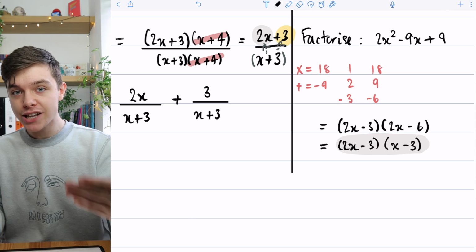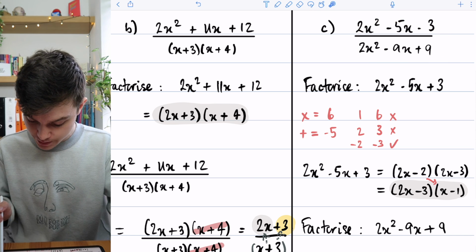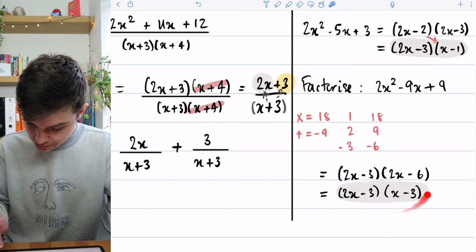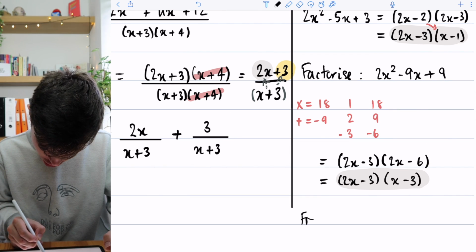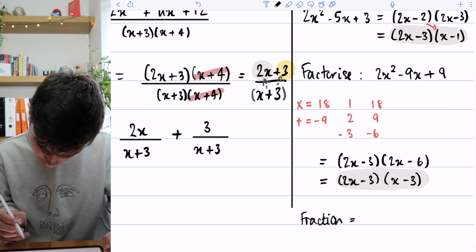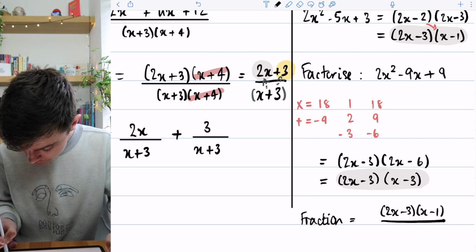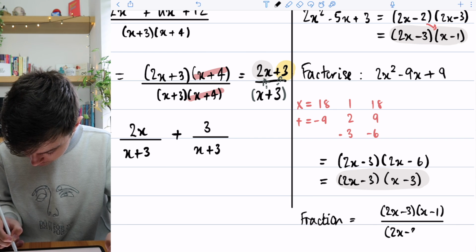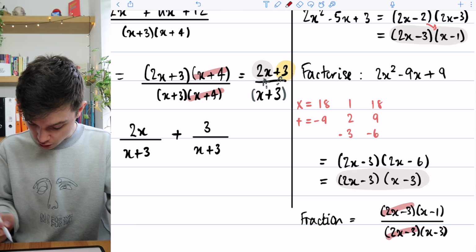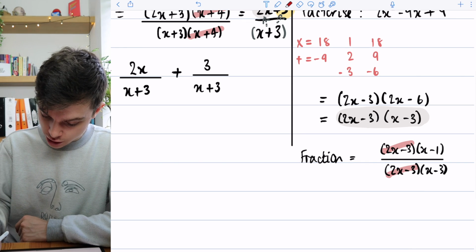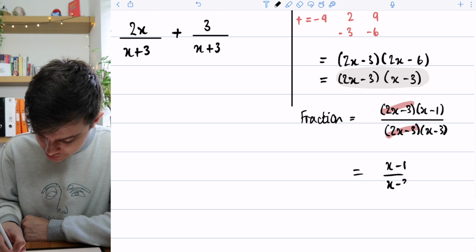So putting them then back into the question that we had set up. Okay, so we had this on the top, and we had this on the bottom. So let me write that. The fraction was this. We had 2x minus 3 times x minus 1 divided by 2x minus 3 times x minus 3. And then of course we can just divide or cancel 2x minus 3 on the numerator and the denominator, and then that leaves us with x minus 1 over x minus 3.